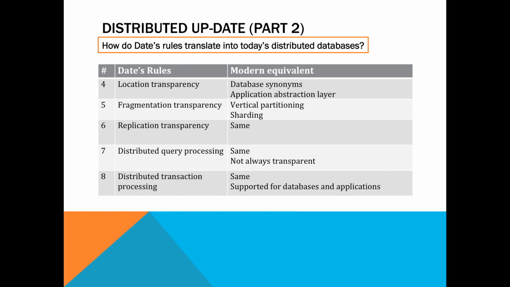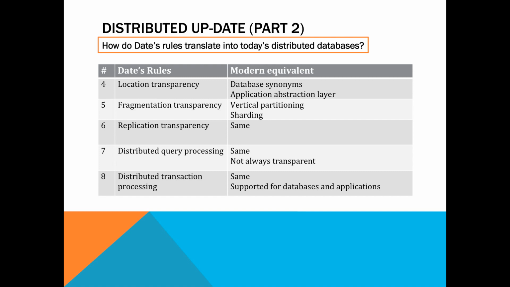Rule number 4, location transparency. Today's distributed database support is primarily done by database gateways or linked servers. These connections are only one way, which is contrary to Date's original vision. As previously mentioned, a number of application solutions can help with this transparency problem.